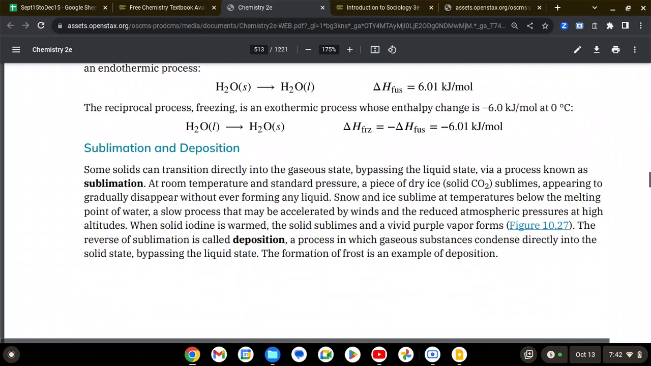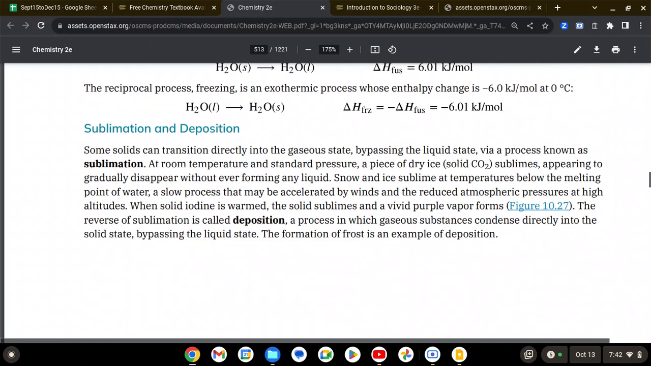Sublimation and deposition. Some solids can transition directly into the gaseous state, bypassing the liquid state, via a process known as sublimation. At room temperature and standard pressure, a piece of dry ice, solid CO2, sublimes, appearing to gradually disappear without ever forming any liquid. Snow and ice sublime at temperatures below the melting point of water, a slow process that may be accelerated by winds and reduced atmospheric pressures at high altitudes. When solid iodine is warmed, the solid sublimes and a vivid purple vapor forms.